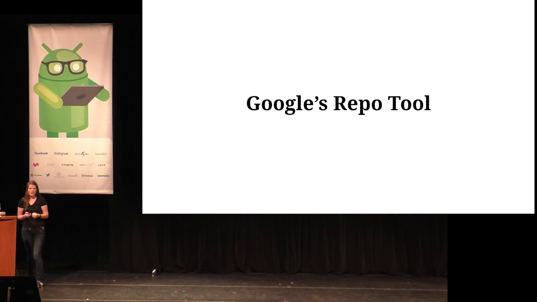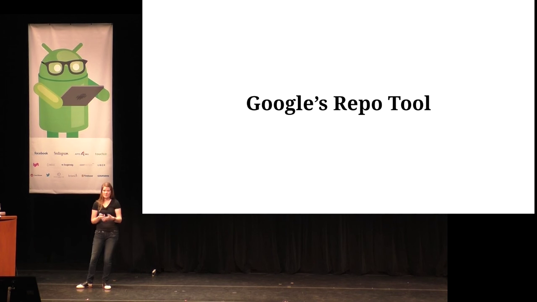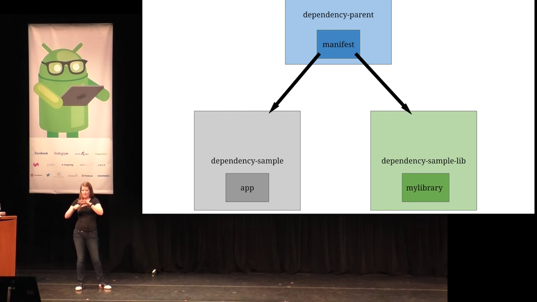All right, so moving on, the next Git-based solution is Google's repo tool. So this is kind of cool. This is actually what Google uses to manage the Android source code. So here is the diagrammatic outline of what this will do.